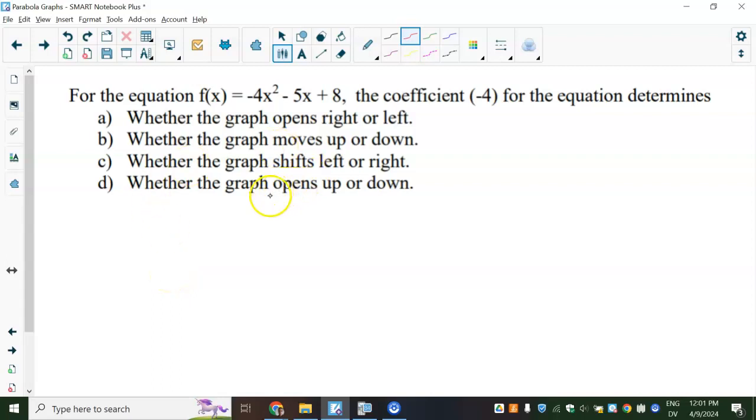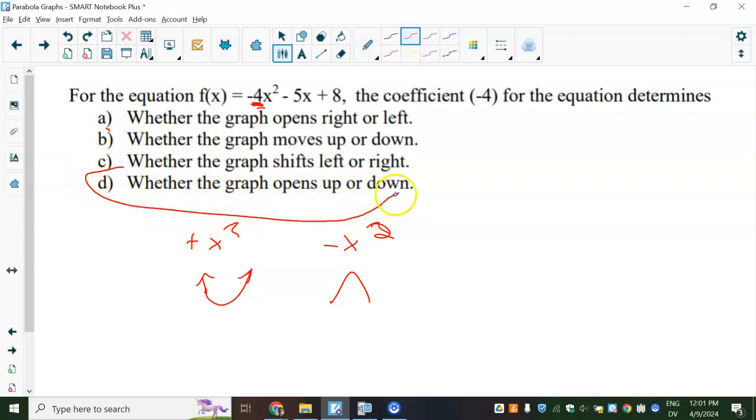Okay, so in a parabola graph, all this is really asking is that the number in front determines if it opens up or down. The number in front of the x squared, if it's positive x squared, it opens up, looks like that. And if it's negative x squared, it opens down. So this one asks not whether it moves up or down, but whether it opens up or down. That is determined by the number in front.